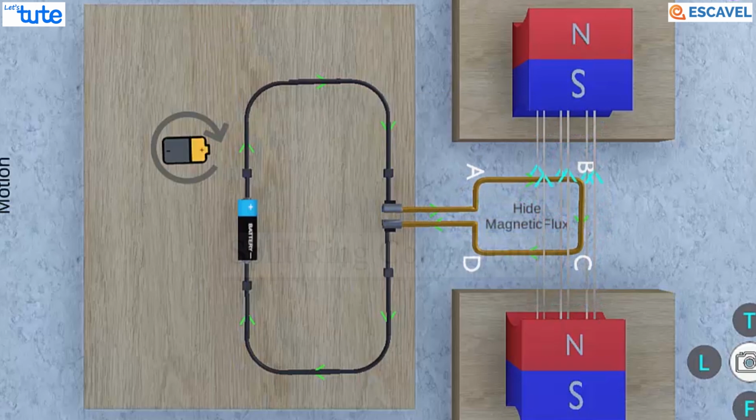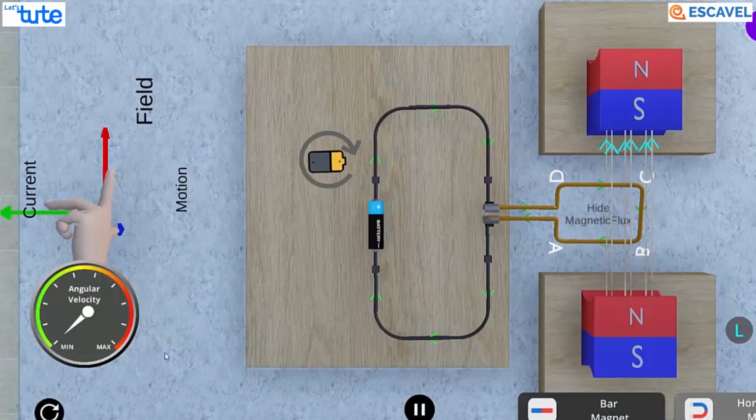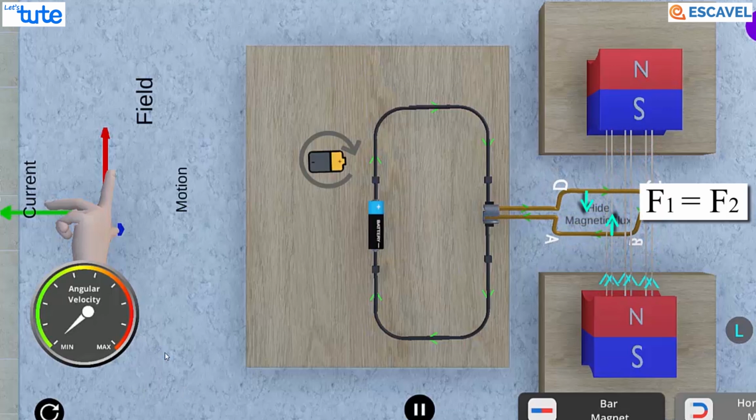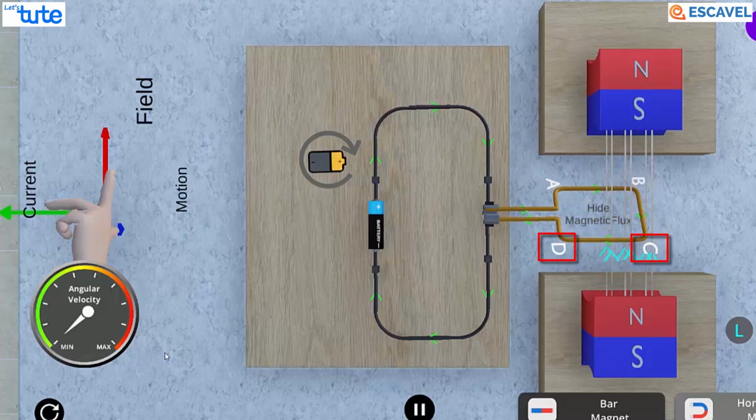Now you can observe here that the current flowing through the arms CD and AB is the same because they are connected to the same battery, and also they are kept between the same magnets. Therefore, the same magnetic field acts on them. Thus, we can say that the force which will act on them will also be equal but in opposite direction, that is one upward and the other downward, and also not along the same line of action. So it forms a couple which causes the coil DCBA to rotate in anti-clockwise direction.